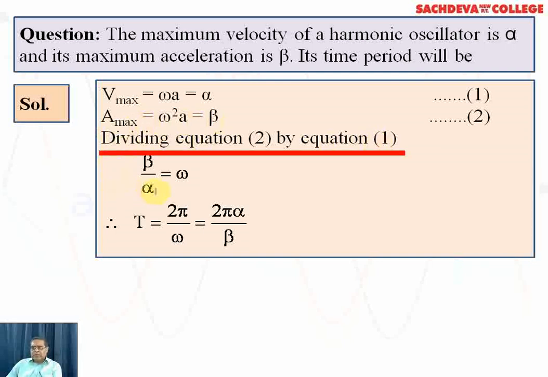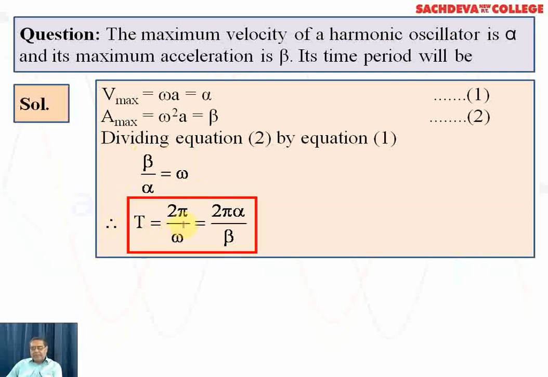Now the second equation is divided by the first equation. So we will find that beta over alpha will become equal to omega, because one of the omegas will cancel off. So omega is beta over alpha. Now time period we know, time period is 2 pi over omega, and omega must be computed as beta over alpha. So our net function will become T is equal to 2 pi alpha over beta.